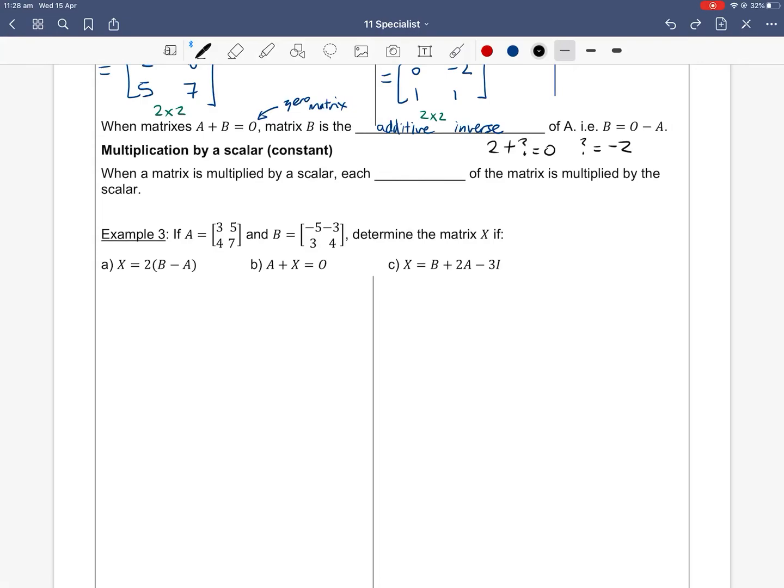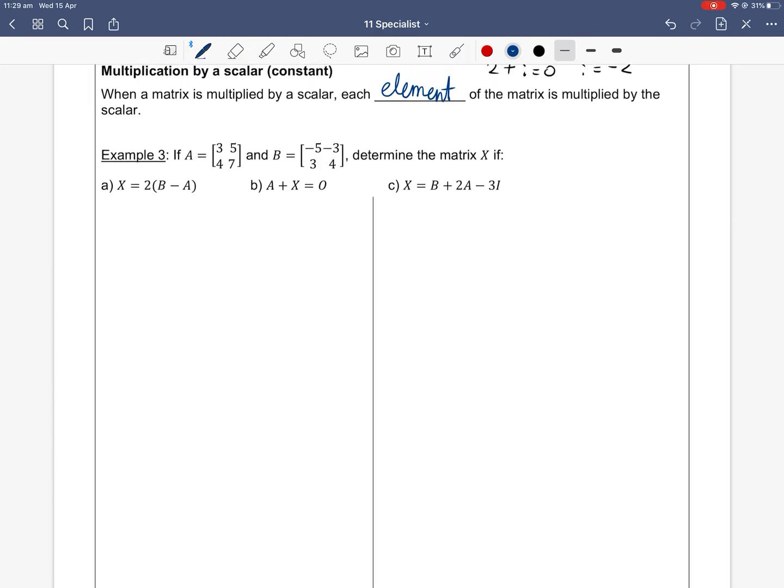Okay, so now let's have a look at multiplication by a scalar or constant, so like a constant number. When a matrix is multiplied by a scalar, a single number, every element of the matrix is being multiplied by that particular number. So let's look at example 3.